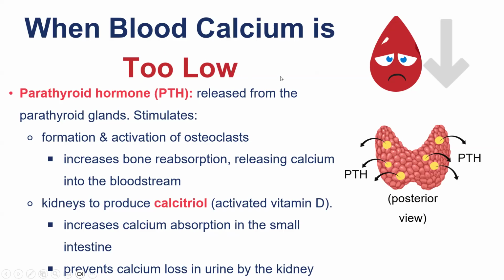This is the primary mechanism that we utilize to maintain our blood calcium homeostasis. Typically, when blood calcium starts to get lower, we release parathyroid hormone. When it gets to a good level, we stop releasing parathyroid hormone. We don't necessarily let it get too high.